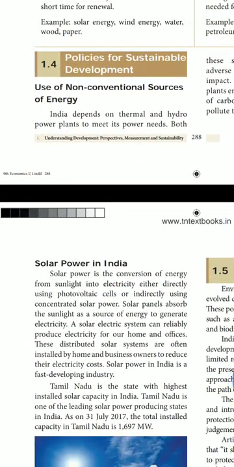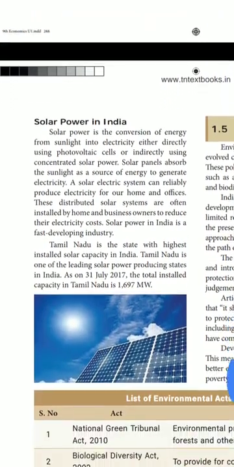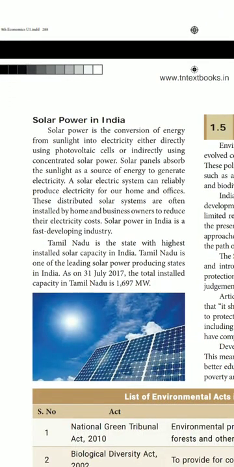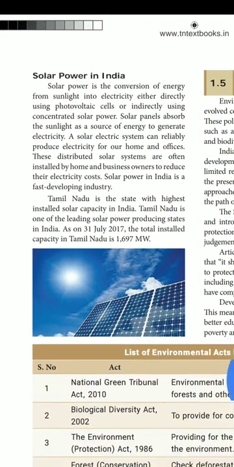Next one, solar power in India. This is also one method of getting electricity. This is solar power. What do you know about solar power? That is the electricity getting from the sunlight directly.